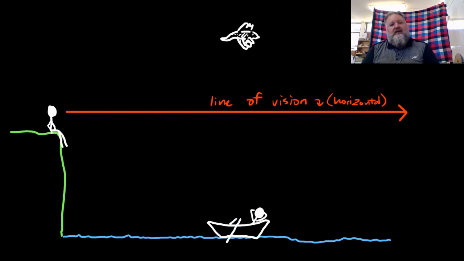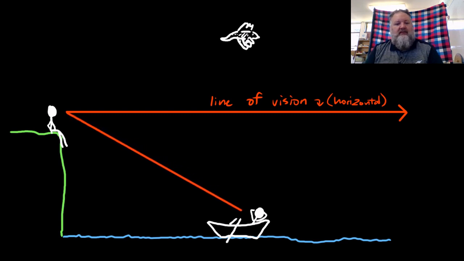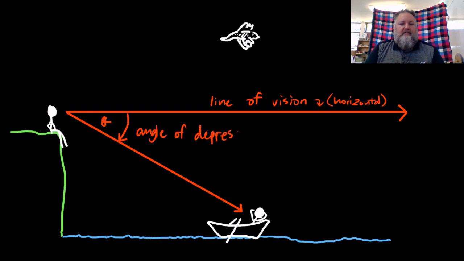Okay, so if he looks down towards the man in the boat, or the person in the boat, we would say that he is looking down at a certain angle. Okay, now that we'll call that theta. Now this looking down from the horizontal, looking downwards from the line of vision, is the angle of depression. Okay, that's not about emotions or anything. It's depression, looking down. You're looking depressed.